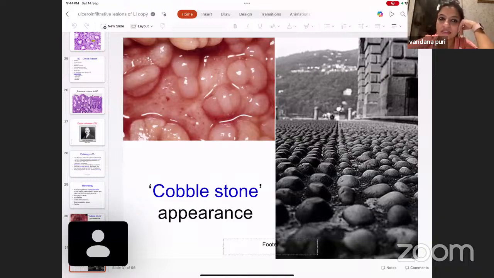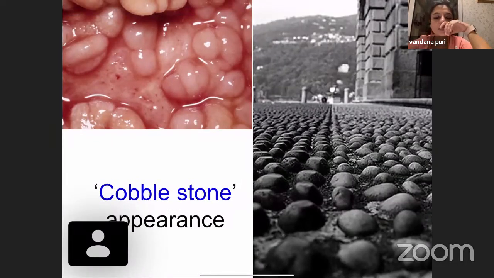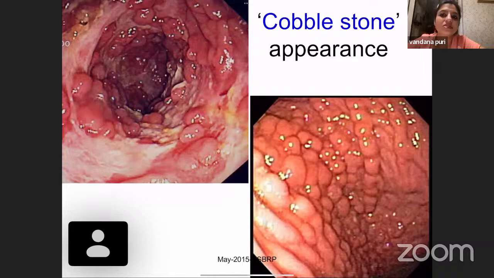Okay, guys, so can you see this image here? This is what is called a cobblestone appearance. Can you see that there are ulcers here? These are the ulcers which you can see, and normal intestine you can see here. So normal intestine ऐसे है और ulcers नीचे चले गए हैं. So this is what is called cobblestone appearance. All this is cobblestone appearance.